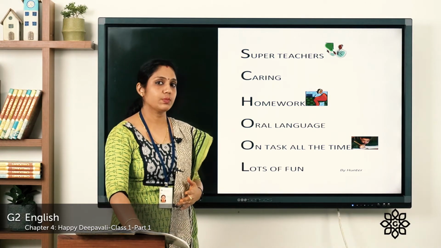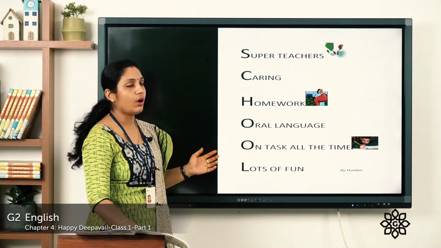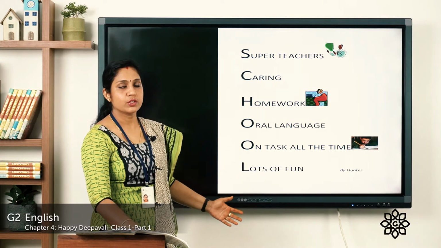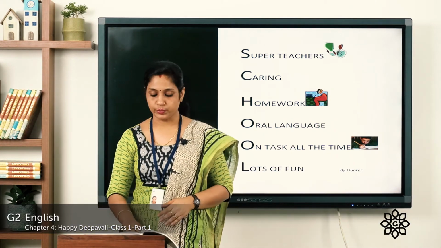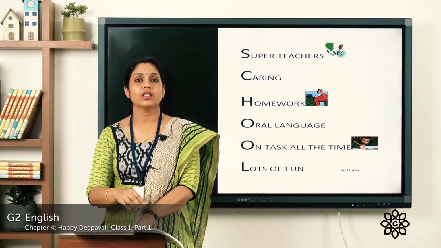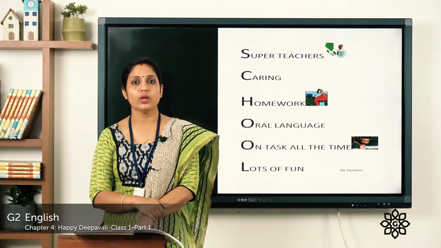So how can we read this poem now? Super teachers, caring, homework, oral language, on task all the time, lots of fun. So this is an example of an acrostic poem. Now you have an activity to do. Here in the text also an acrostic poem is given. The word school is used and here some other words are used to describe the word school.